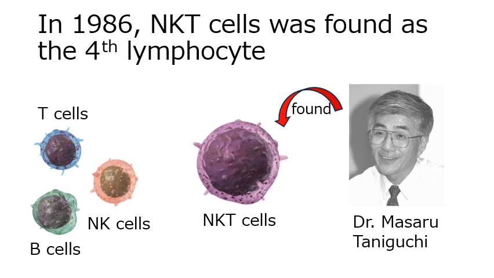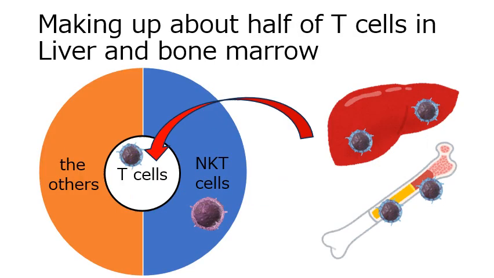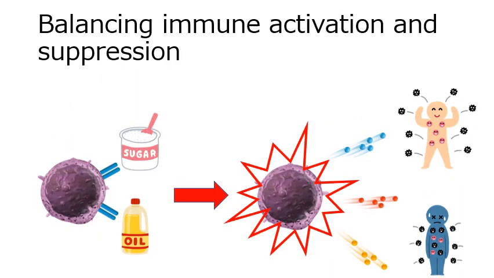They are considered the fourth lymphocyte after T cell, B cell, and NK cells. NKT cells also make up about half of the T cell population in the liver and bone marrow. They are activated by the recognition of glycolipid antigens and produce a wide variety of cytokines, inducing both activating and suppressive immune responses.